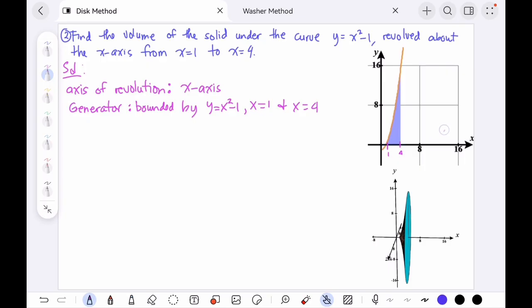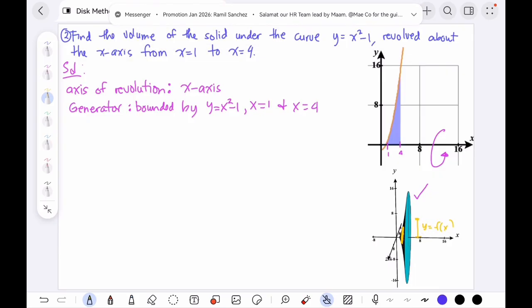Okay, now revolving this region with respect to the x-axis, we get this solid. Now, if we cut a cross-section, we get a circle. And if we take a look at a slice, we get a disk. So again, we use the disk method. Now, the next question is, what is the radius of each slice? It's given by y equal to f of x.